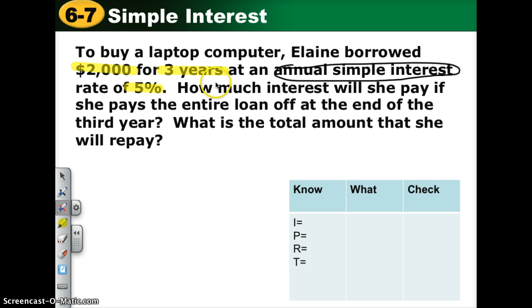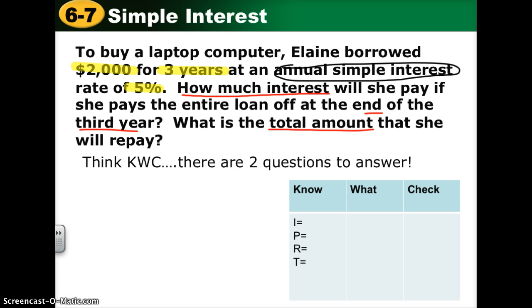Now the question we're being asked: how much interest will she pay if she pays the entire loan off at the end of the 3rd year? And a second question, what is the total amount she'll repay? So this is 2 parts. So I like to think about what we know and the fact that there are 2 questions we have to answer. Using IPERT, it's nice to break it down one letter at a time to figure out what information we know and don't know.